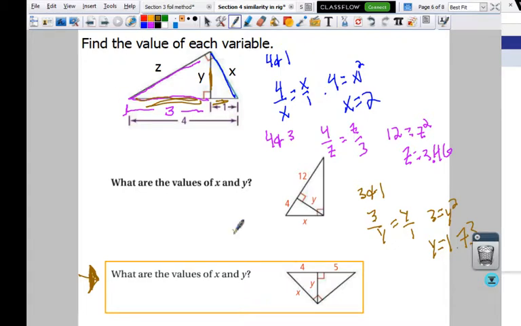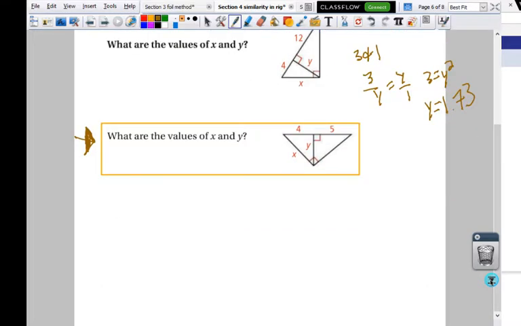All right, find x and y, and have somebody do it on the board for us. So make sure you do it. Wait, what? Somebody random.